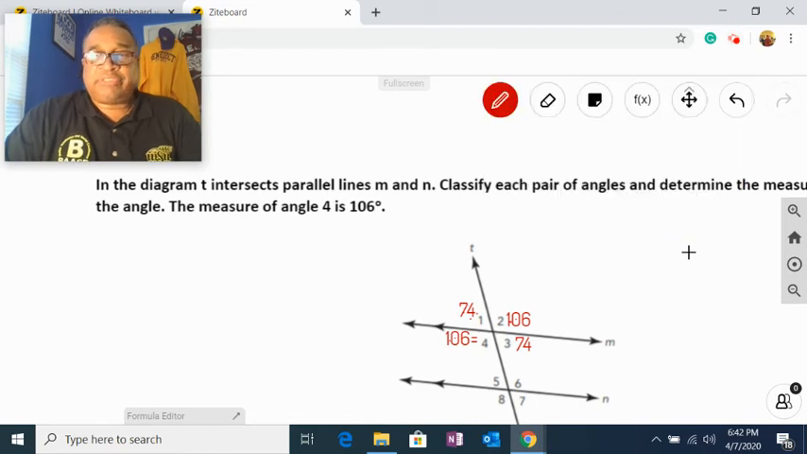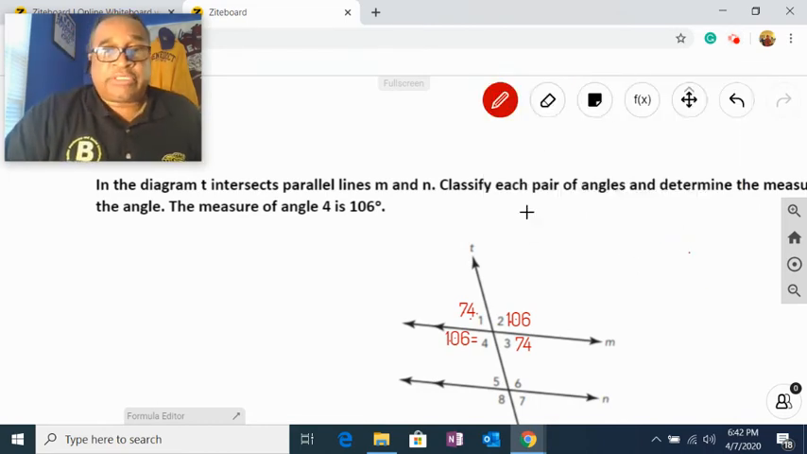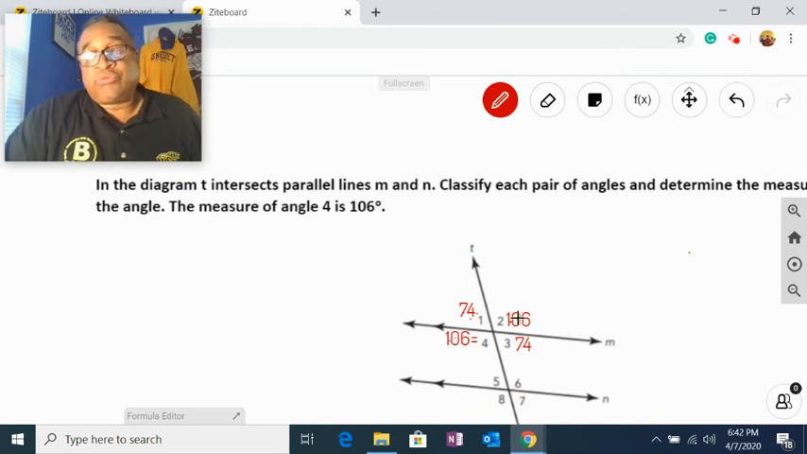Okay, we're going to wrap up with this exercise here, and I went ahead and marked a couple. They tell us that the measure of angle 4 is 106. Okay, we know that these are vertical angles, so angle 2 has to be 106. We know that these two form a linear pair. Okay, so they're supplementary. So that means angle 1 and angle 4 together equal 180. So it has to be 74. And we know that these are vertical, or I can look at these as being supplementary. Let's see if you guys can come up with the angles for 5, 6, 7, and 8.